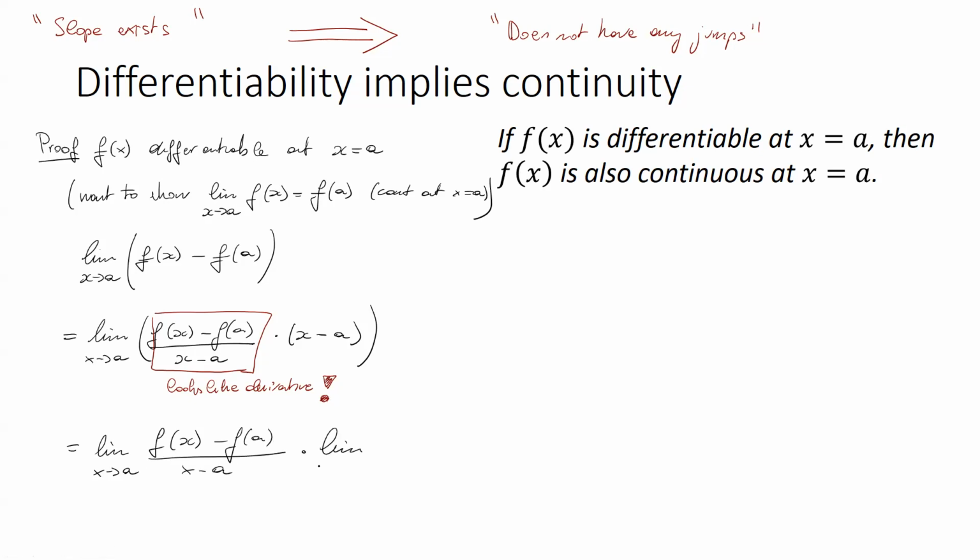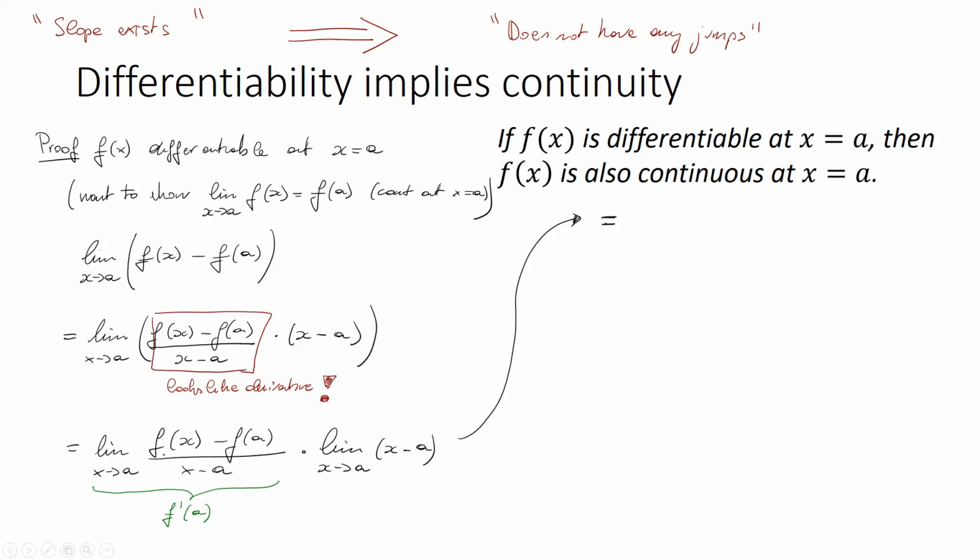Times the limit as x goes to a of x minus a. And now we're almost there. I'm just going to continue over here. And let's look a little bit at what we've isolated in those two terms. So the first term here, you recognize the derivative f prime of a.